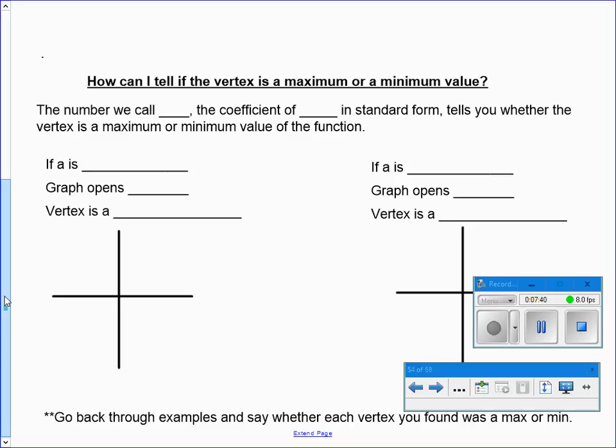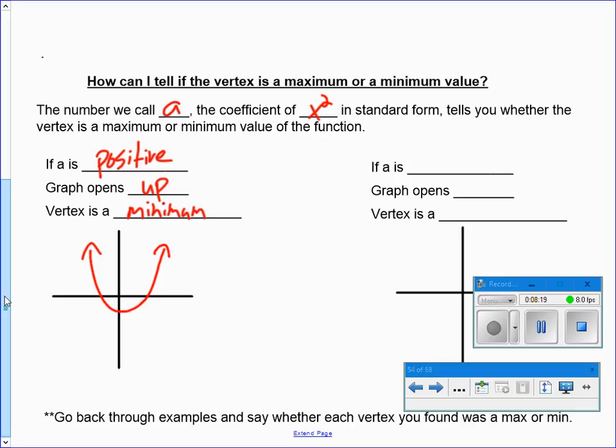The way we tell if it's a maximum or minimum is that number a, the leading coefficient. That number tells you whether it's a maximum or minimum. If a is positive, the graph opens up, which makes the vertex a minimum. It would look something like this. That would be an example of a graph that opens up.